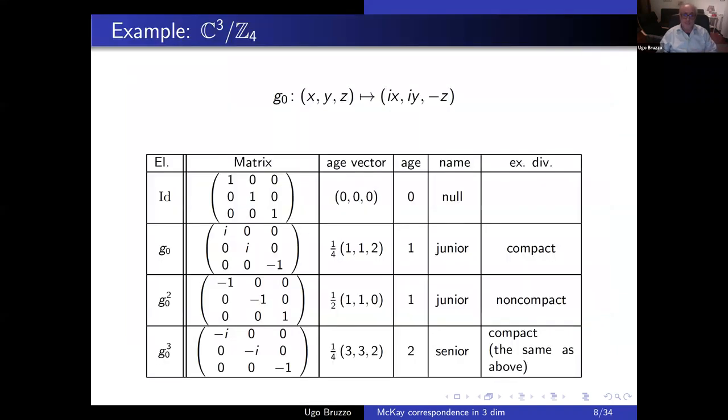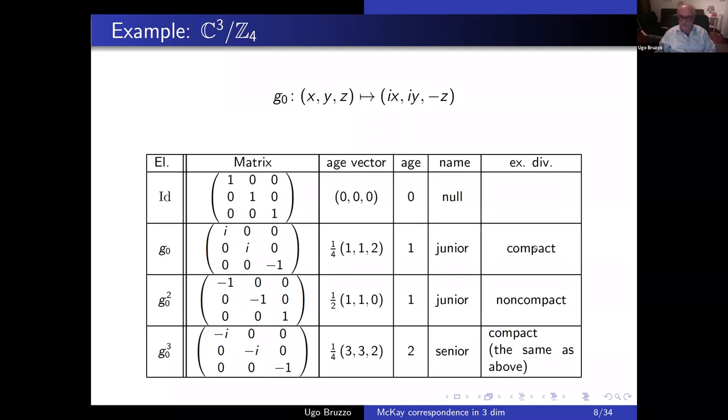And for instance, our example with Z4 is the following. We are considering the action of Z4 on C3, which is induced by this transformation. This is an action of Z4. Of course, this group is abelian, so elements correspond to conjugacy classes. And we have four of them, because we have four elements. So we have the identity whose age vector is zero. And then we have the element G0. If you compute the eigenvalues and the order, of course the order is four, you get 1/4, 1/4, 1/2.